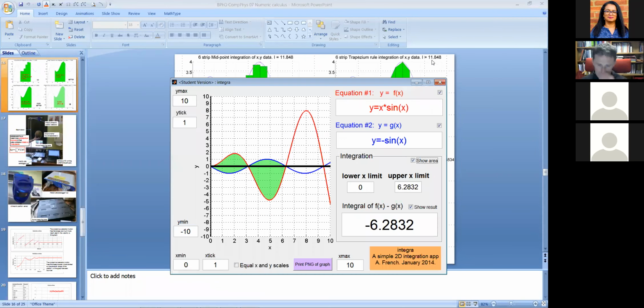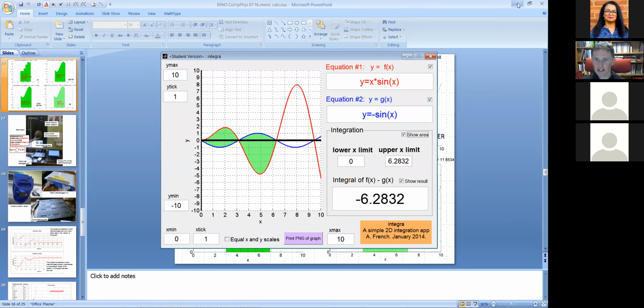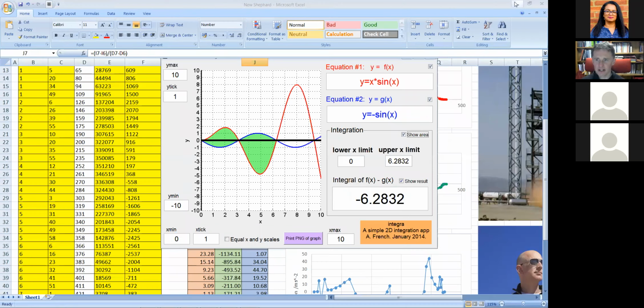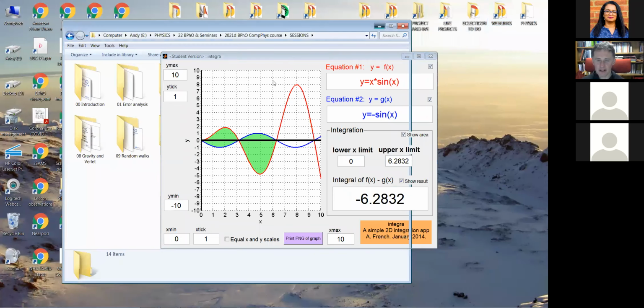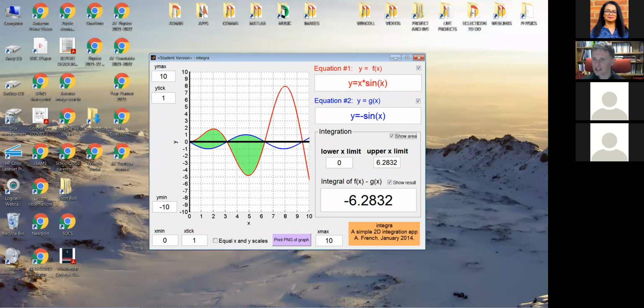There are loads of programs that will do this. Desmos is pretty good. This is one of mine, done in MATLAB. Here's a function x sine x. That's the red curve here. And I want to work out the area difference between the red curve and the blue curve. I've got minus sine x, which is the blue one.